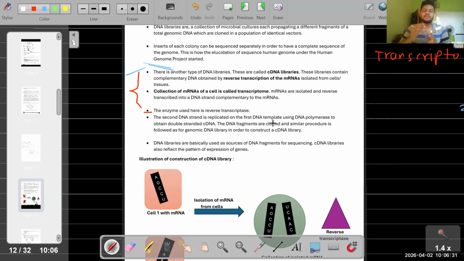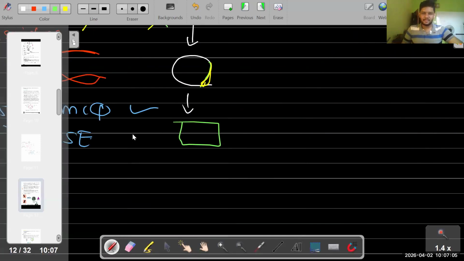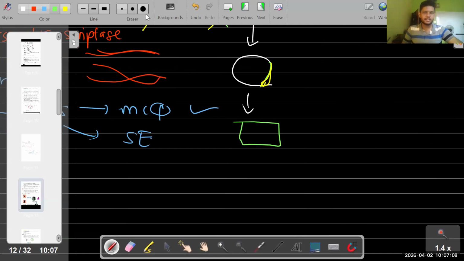Students are not patient enough to connect those dots. Normally, this is like a map. We should connect each and every dot. We have the map-like structure, but we are not patient to connect those. It is all connected with everything. DNA fragments are cloned and similar procedures are followed as for genomic DNA. Can you understand a similar procedure followed for a genomic library? What they are trying to convey is that this was the same method we carried out for the genomic DNA library also. So they are saying it is similar.